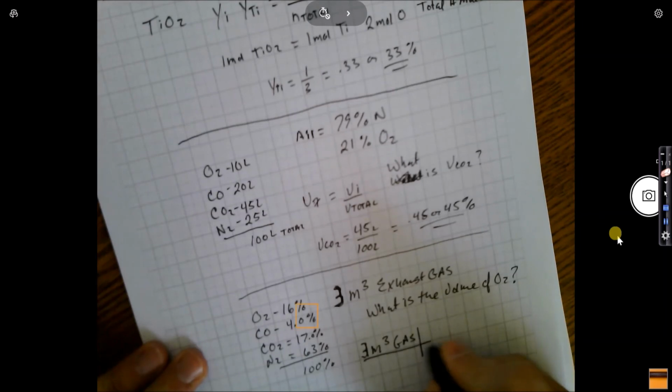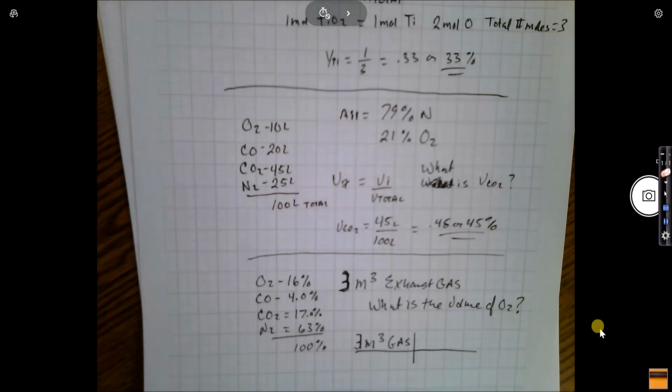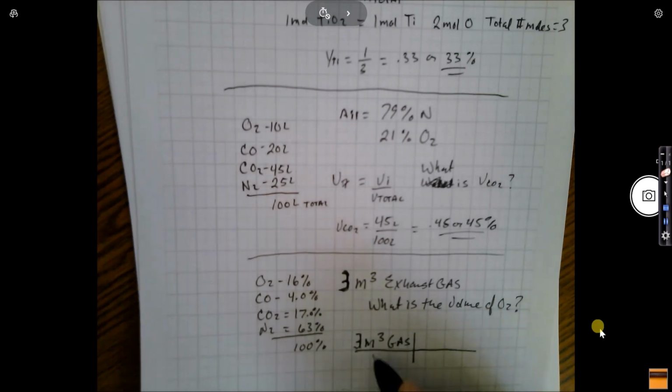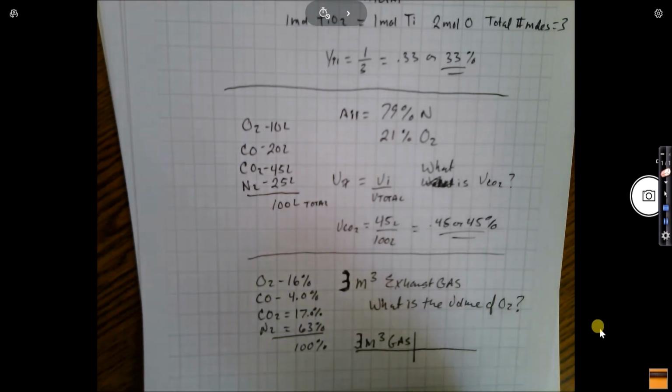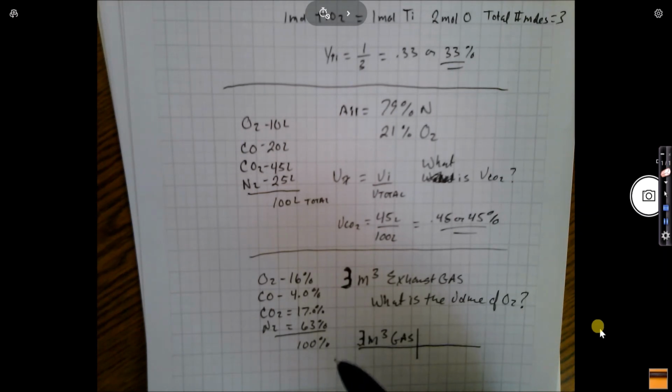So we can imply, okay, that, all right, I had a technical difficulty. Back to this gas problem. So we have 3 cubic meters of exhaust gas. We want to know what the volume of O2 is. So we start off with 3 cubic meters of gas. If you look at the relative compositions, it's 16%, 4%, 17%, and 63% for O2, CO, CO2, and N2 respectively.